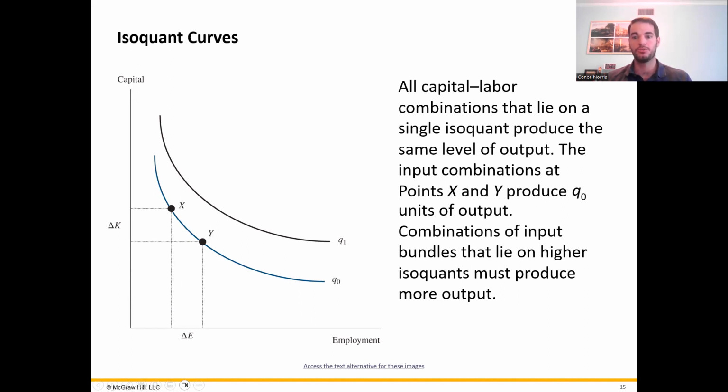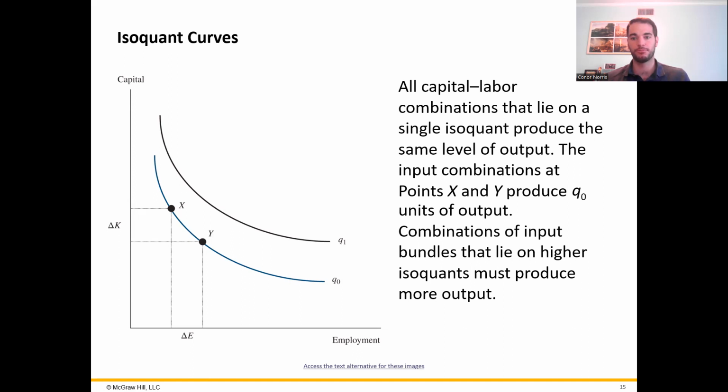So for example, Q0 might represent producing 50 pizzas per day for your pizza shop. An isoquant further away, like Q1, might represent producing 100 pizzas per day. And the further an isoquant is from the origin, the more output it represents. But if a firm moves to a higher isoquant, that means that they become more productive. Either they're using more inputs, so more workers or more capital, or by finding a more efficient combination of inputs.